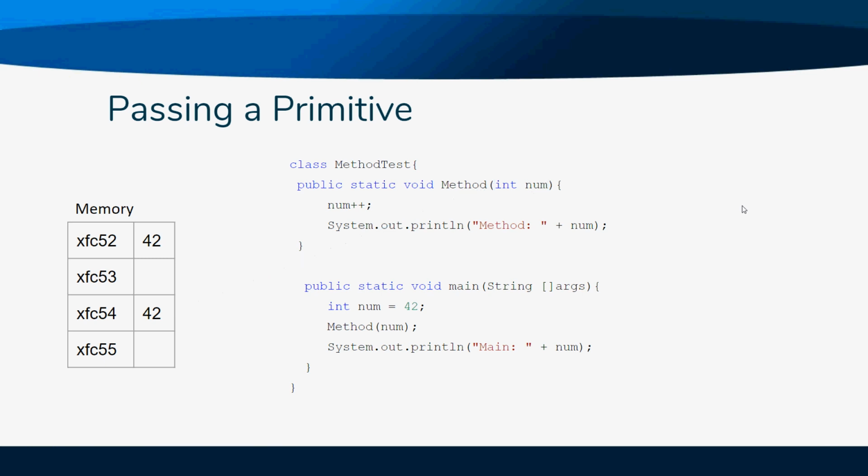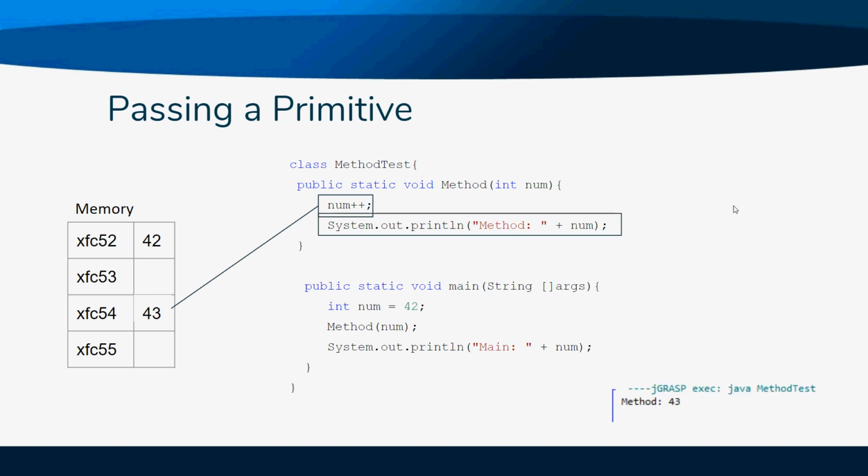So if I were to do a num++ like on the next line, and if I do a system.out.print statement for my variable, what's going to happen is it's going to update my location in memory with that 42 is going to become 43. And so if I look at this in the compiler, it's going to print out, oh, 43, because I have this num++.